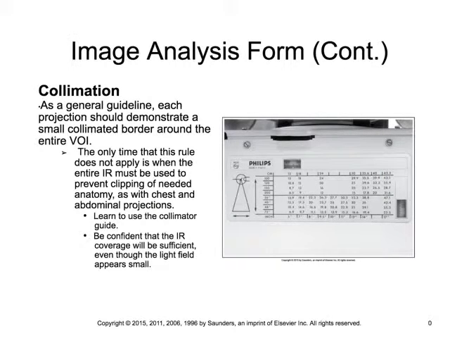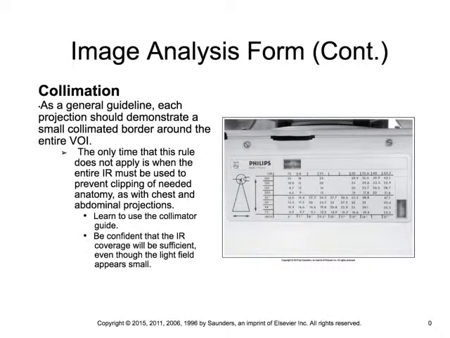Collimation is a general guideline. We need to demonstrate a small collimated border around the entire volume of interest. As a rule of thumb, an inch or less of a border for collimation. The only time that this does not apply is when the entire image receptor must be used to prevent clipping of any needed anatomy. One thing that comes to mind immediately is a KUB, so chest, abdomen projections.